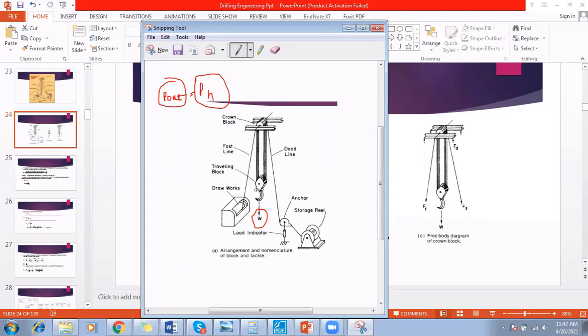Exactly. So this is the hook and the whole weight is held by that hook. As I mentioned before, the output power is actually happening on the traveling block, and the traveling block is connected with the hook, and the hook is realistically holding the whole weight. So this is the reason this is called PH, the load imposed on the hook, or the power imposed on the hook load. Okay.